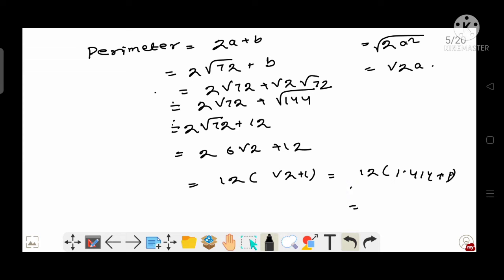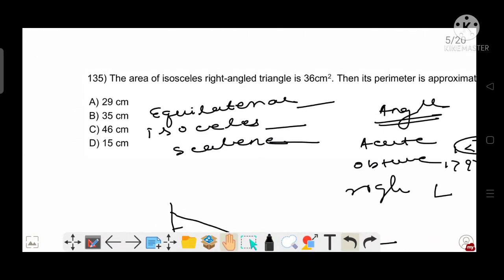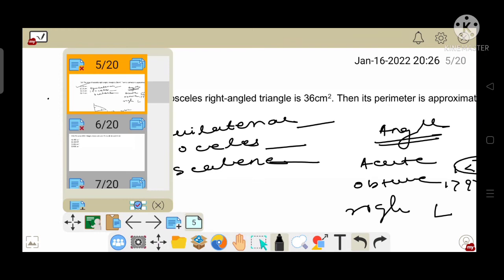Which is 12 into 2.414, which is approximately 28.970, which is 29 approximately. So the perimeter should be 29, which is your A. A is your answer. Move to next question.